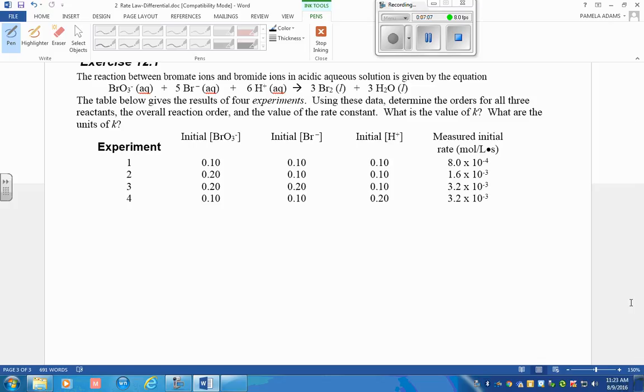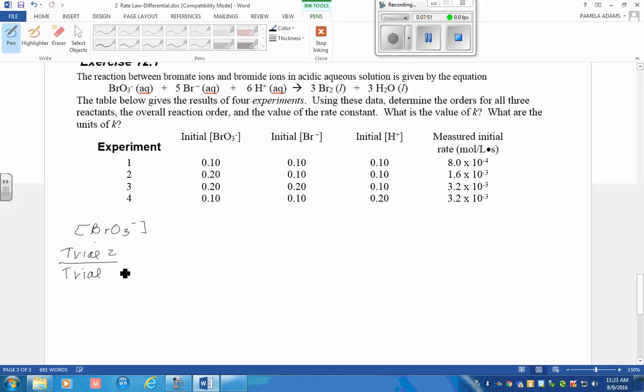Now let's look at a problem that has more than 2 reactants. We have 3. We're going to follow the exact same procedure. We're going to find the order of this, then that, knowing that we have to use these different trials in order to isolate each one of the reactants. So to find the order of the bromate ion, I'm going to look for a set of data where only this changes while the other two stay the same, and that's going to be trial 2 compared to trial 1.